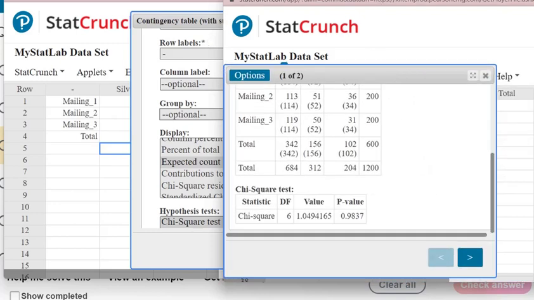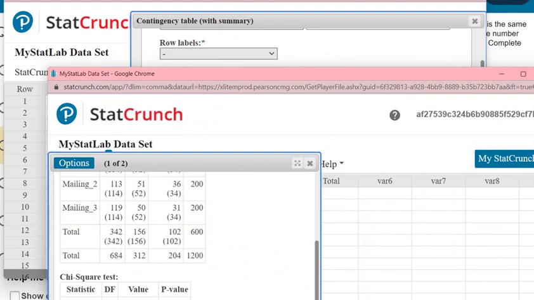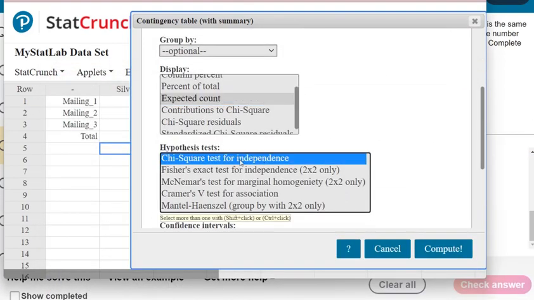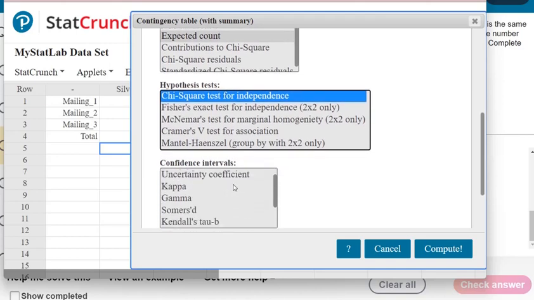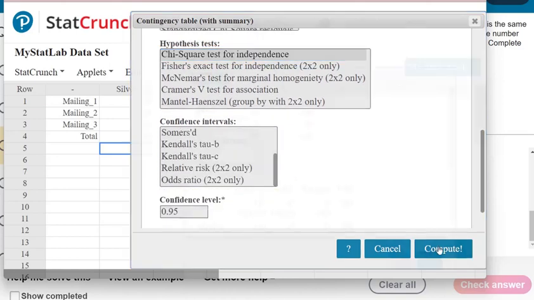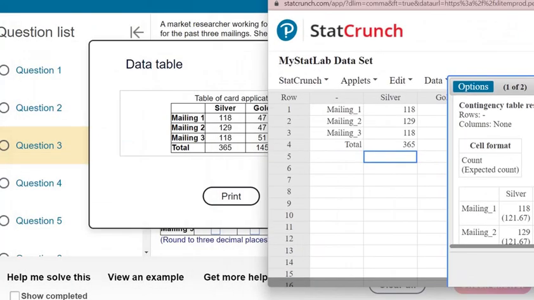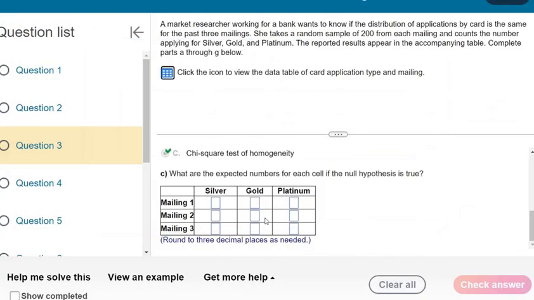What is this? That's not the right one. Expected count, I think that was a different question I was doing. And then, see, they don't have chi-square test for homogeneity, but the calculation's the same. So you hit compute, and there's your expected counts. That's what we needed next.